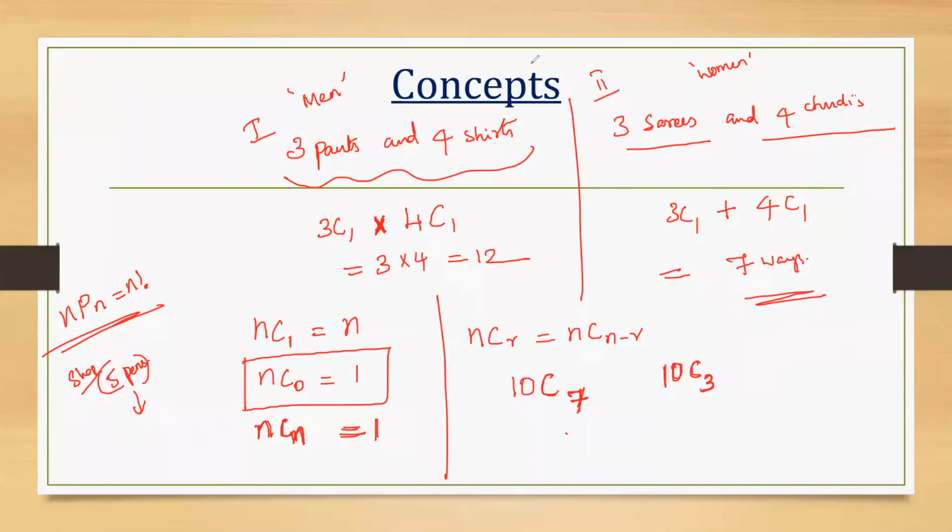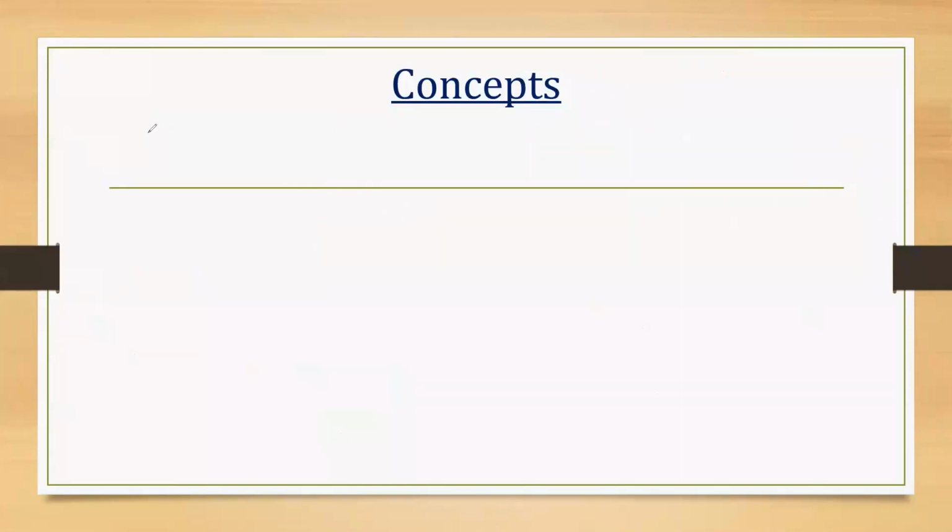You guys are listening? We have 10 dresses. We need to select 7. Instead of selecting 7, shall I reject 3 by seeing the color or design? Both will be the same. That is the meaning here. So NCR equals NC(N minus R). I will clear this page and write this once again. NCR equals N factorial by (N minus R) factorial into R factorial. NC0 equals 1.